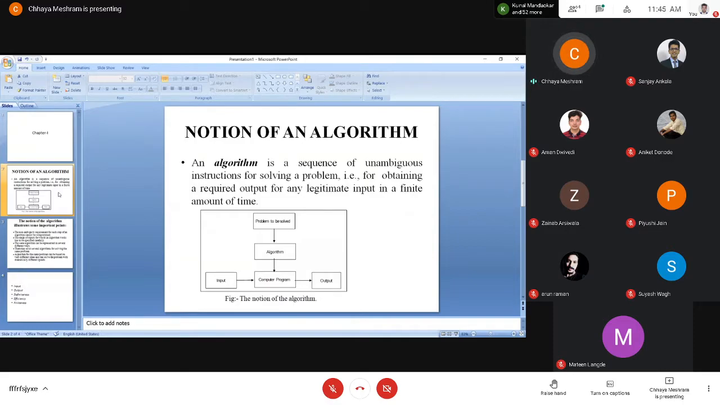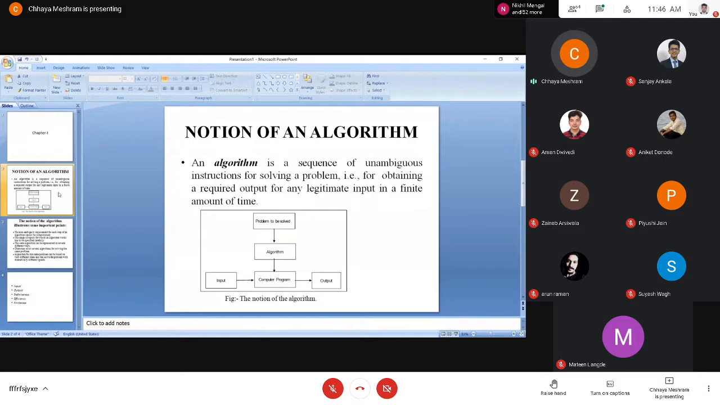Analyzing the problem means identifying what the input is for solving that problem, and after solving it, what output we will get. So first of all, we have to convert that problem into a mathematical formulation.